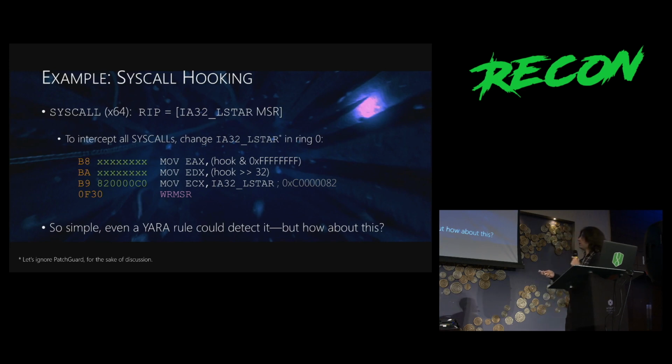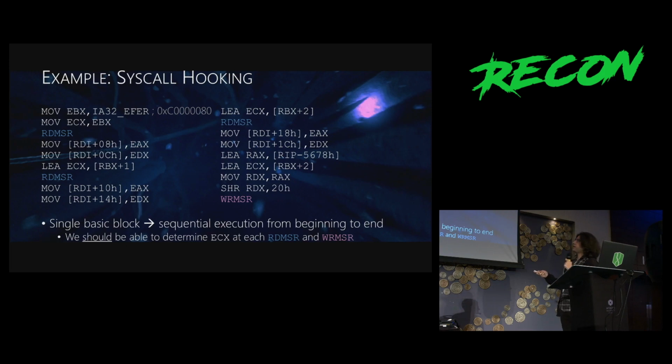And of course, if you wanted to look for it, you could write a YARA rule for B8, 4 bytes, BA, 4 bytes, B9, 4 bytes, 0F30. That could work as a YARA rule, but as a more complex example, it's no longer clear: this MSR, do you actually care about this MSR? So if we want to be a little more careful, we can look more specifically at the values as they're being processed. So EBX started off with 0xC80.